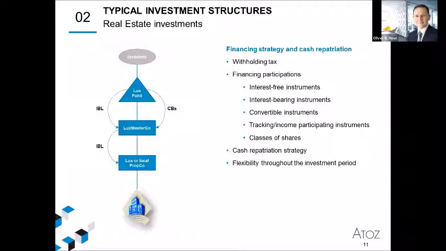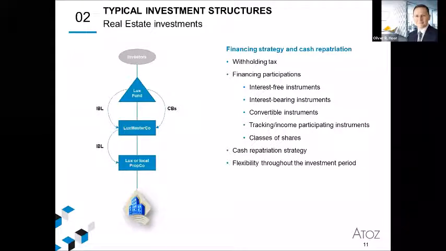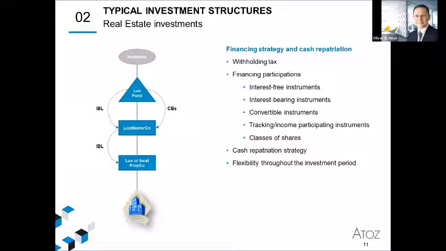Now looking at the different debt instruments that are available, while different firms put different labels and names on the instruments, in principle there are 4 categories of debt instruments. We have interest-free instruments, like an interest-free loan. We have interest-bearing instruments, like a general interest-bearing loan. Then we have convertible instruments, like convertible bonds or convertible PECs. And then we have tracking instruments, or income participating or profit participating instruments, that would track a certain percentage of the underlying income.